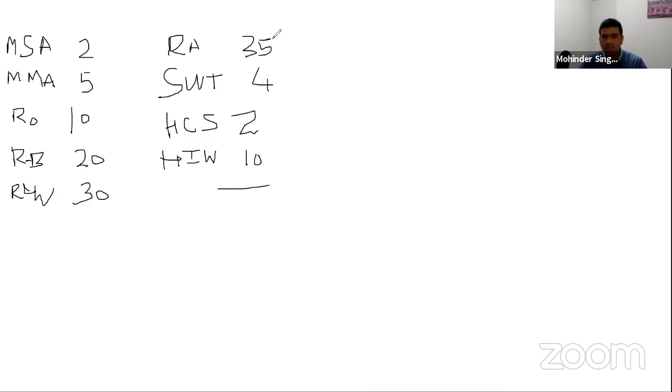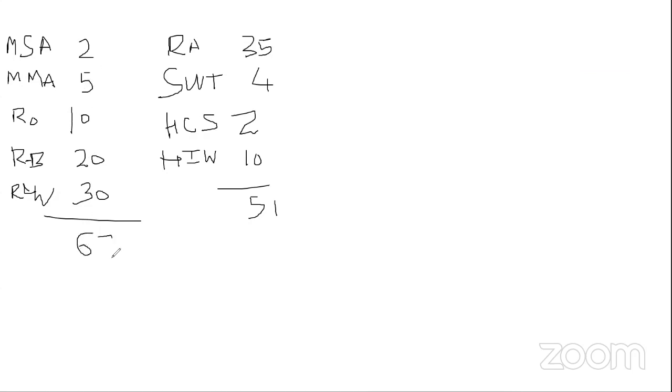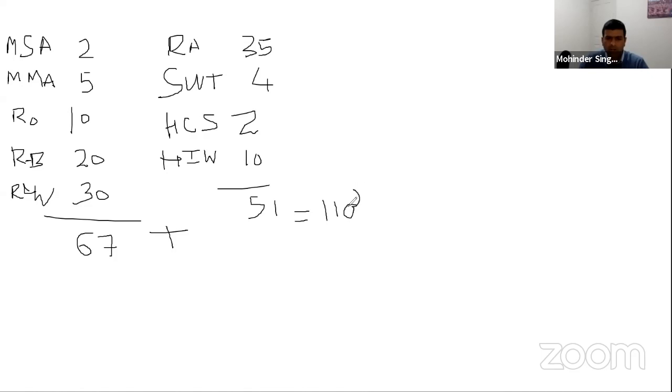So if I total them up, that will become 35 plus 4, 39, 41, and 51. And then this will total up to be 67, right? 67. So if I make this total, if I add them, that becomes 118. So 118 will be reduced down to 90. Now, we have calculated that in the morning's class.